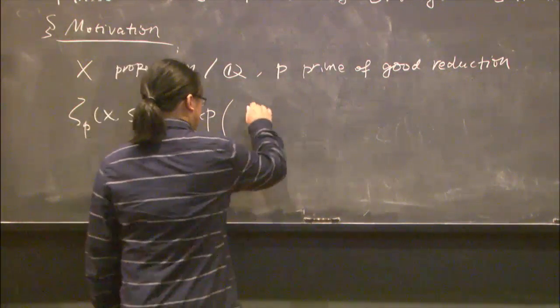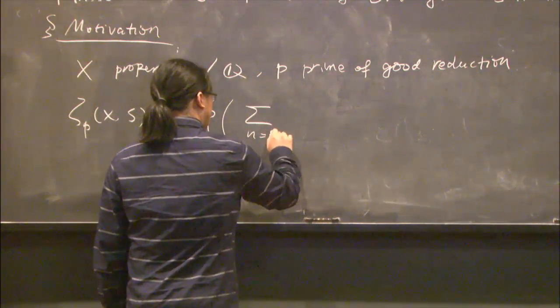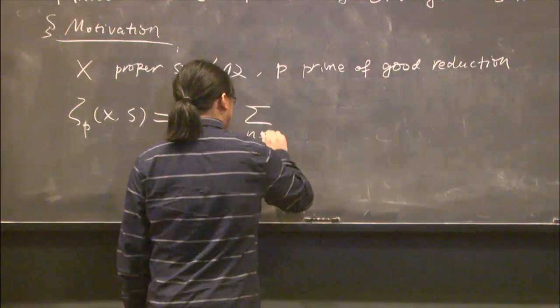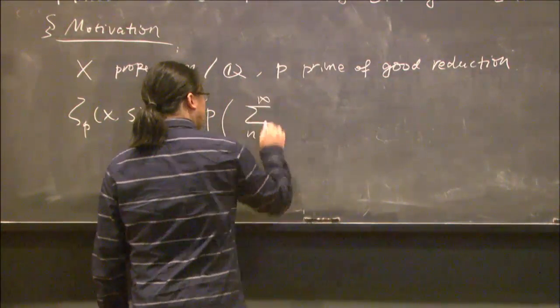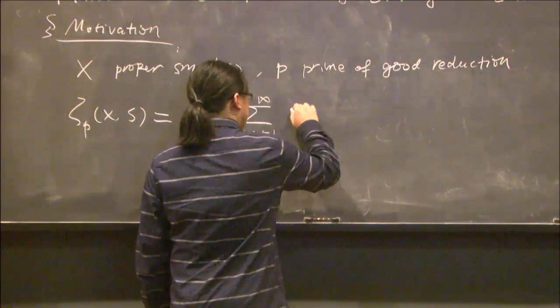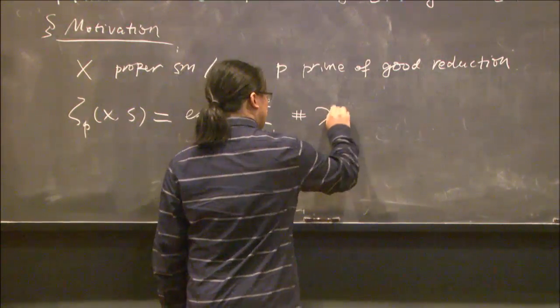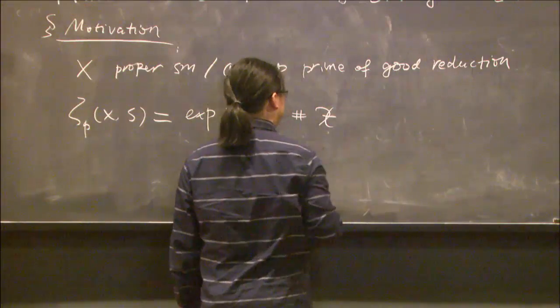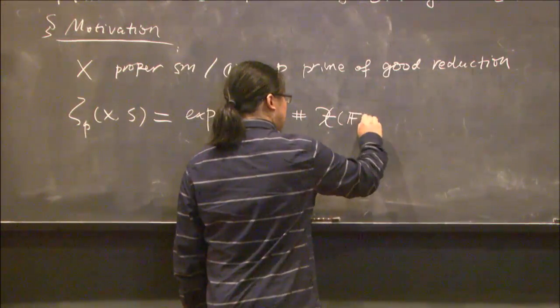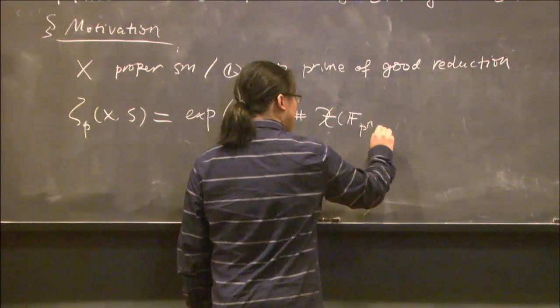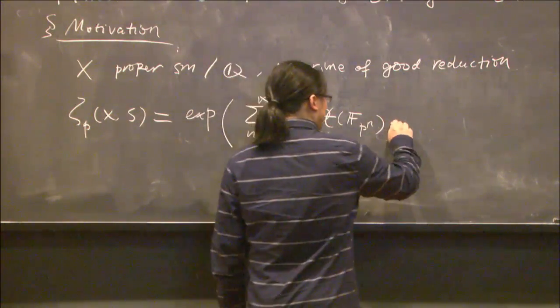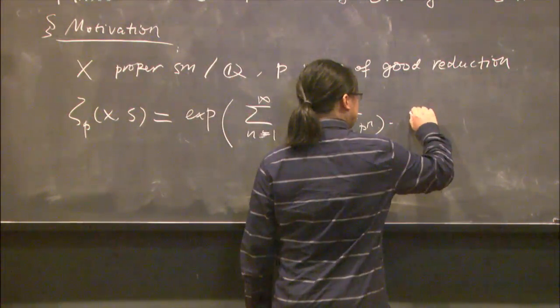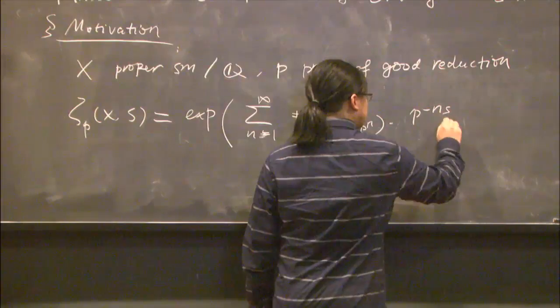So it's the exponential of this point counting. Script X is a certain good model for X, and you count the number of F_{p^n} points on this model, and then you multiply by p to the negative ns over n.